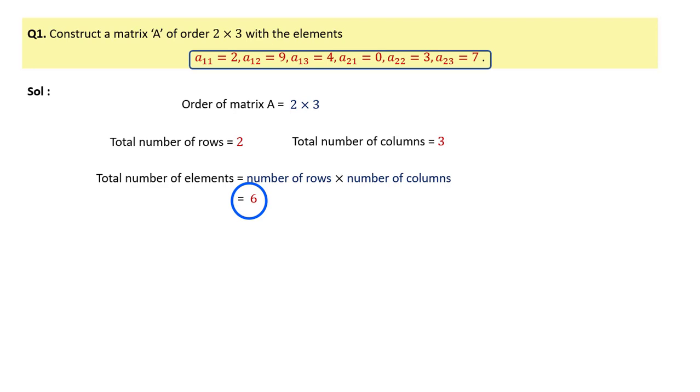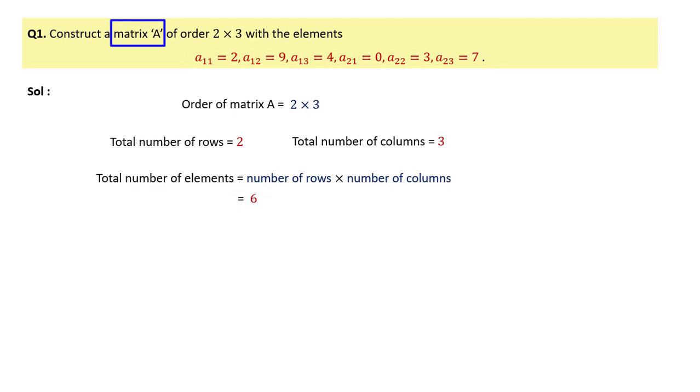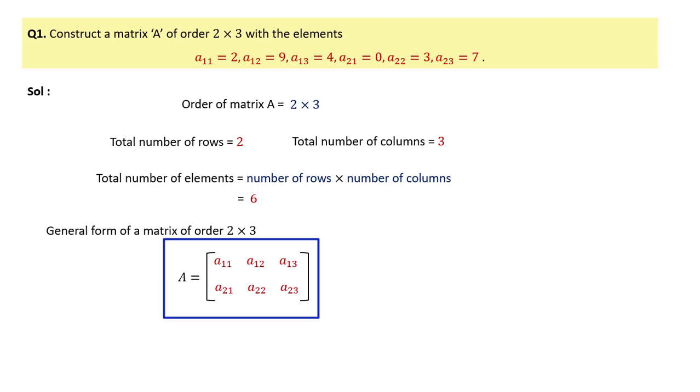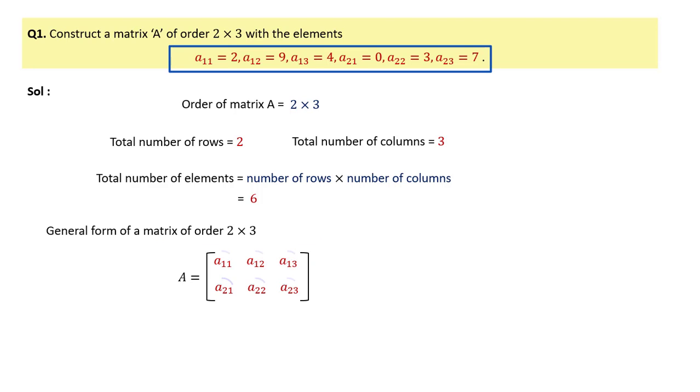Now, first we will draw matrix A in general form. And the general form of matrix A is. Now, we will write given elements according to their positions to get the required matrix.